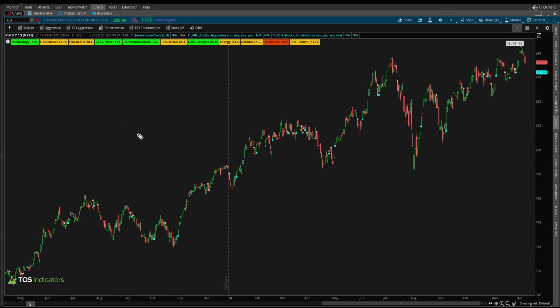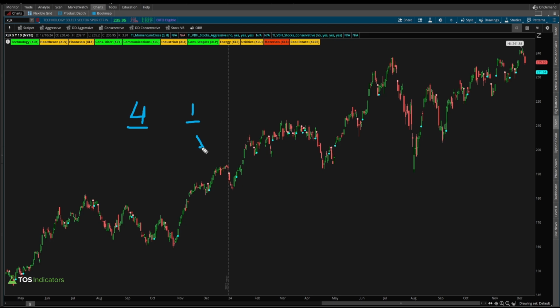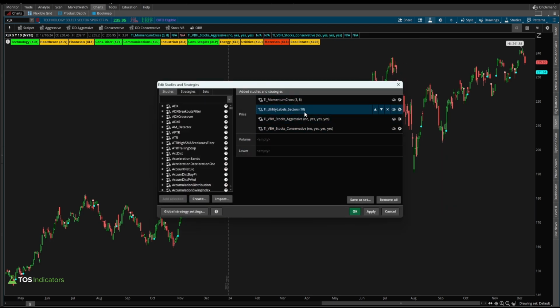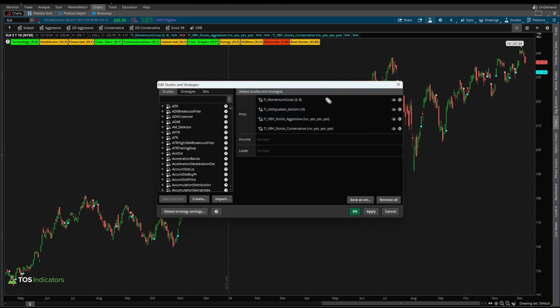There's four sectors that are currently leading the way, and one sector which is currently leading the way to the bearish side. In today's video, I'll show you how to very quickly identify each of those sectors using our free utility labels indicator. Now I've loaded in the utility labels indicator.